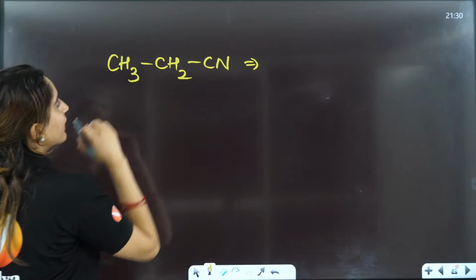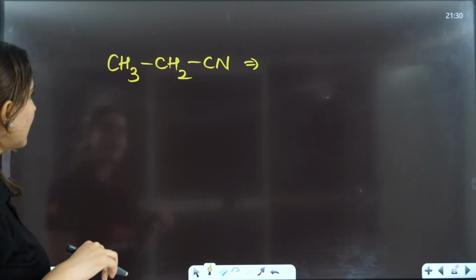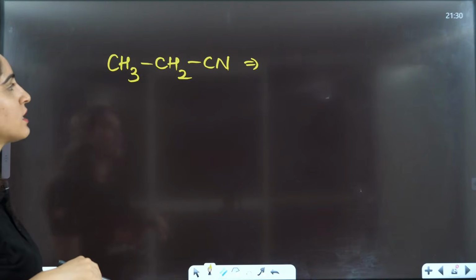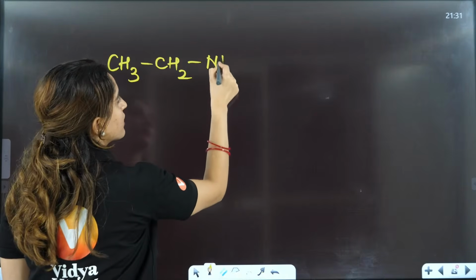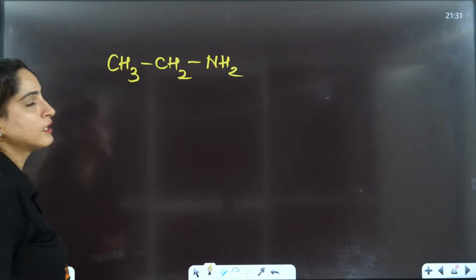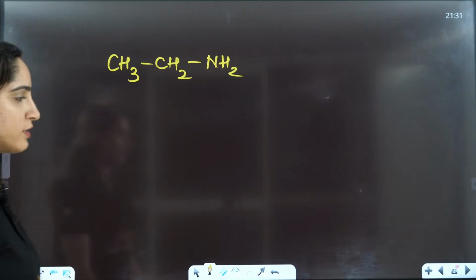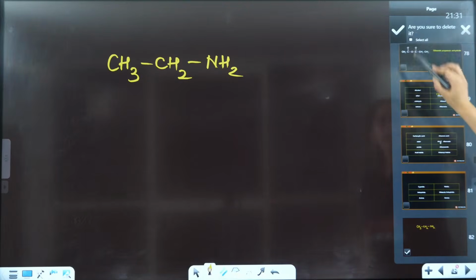So, this will be directly written as ethyl nitrile, yes, right? And if you write NH2 here, that will be directly ethanamide, okay? That's how you need to draw it. Amines and so on we will discuss in detail also.